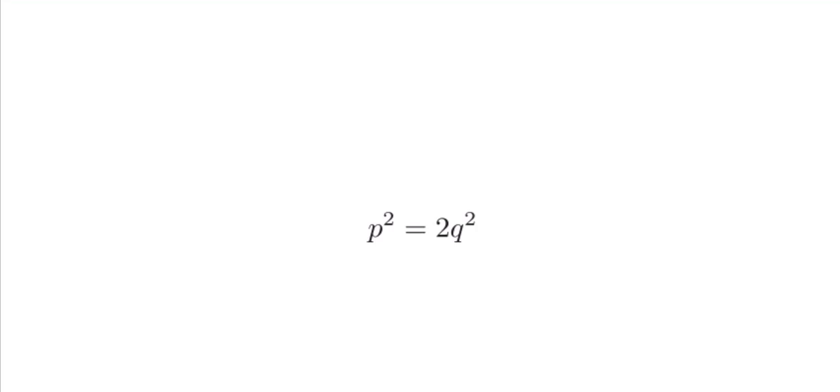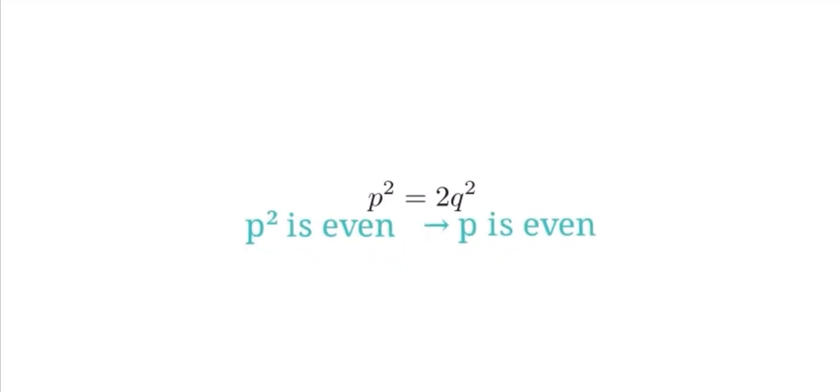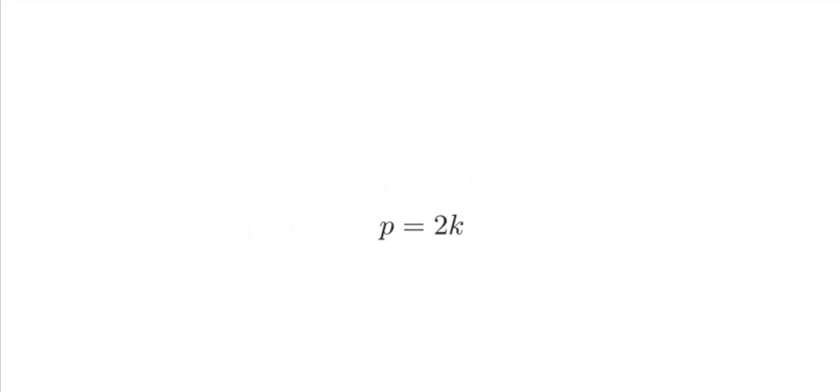Now, let's think about this equation. If p squared is equal to 2 times q squared, it means p squared must be an even number. And if p squared is even, then p itself must also be an even number. If p is even, we can write it as 2 times some other whole number, let's call it k. Now, let's substitute this back into our original equation.